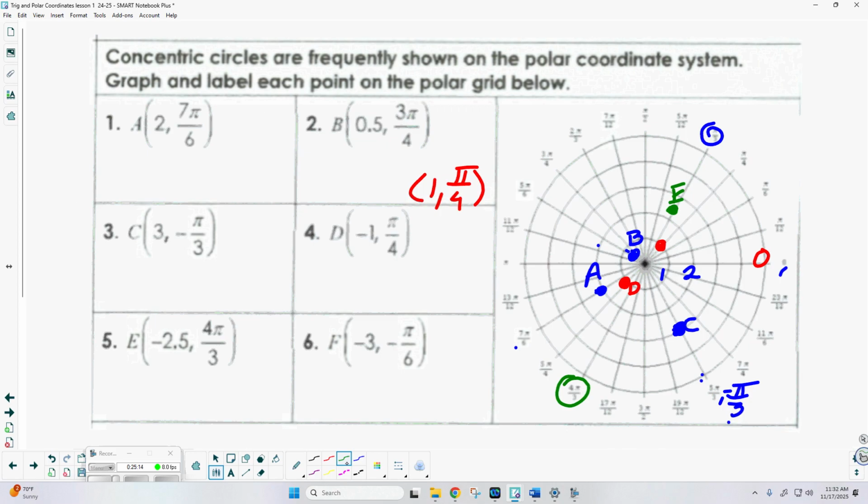Okay. And if you haven't already done so, go ahead and plot point F for me real quick. Negative pi over 6, and then a negative 3. Okay, so with a negative angle, we're going to rotate clockwise. Negative pi over 6, we just saw that is coterminal with 11 pi over 6. With a negative 3, we're going in the opposite direction. So this would be 1, 2, 3 right here.